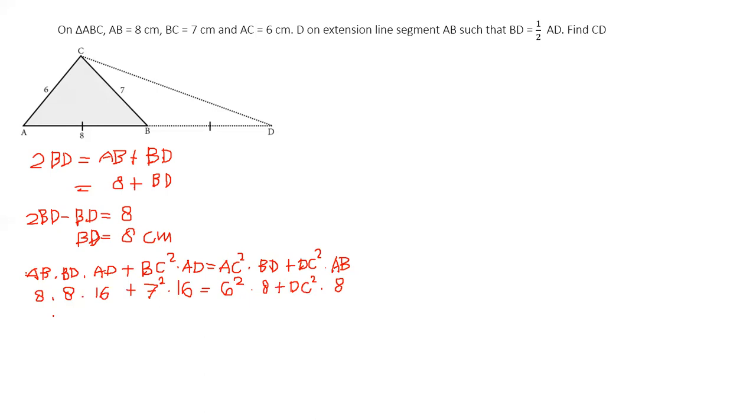If we divide by 8, it becomes 8 times 16, which is 128, plus 49 times 2, which is 98, equals 36 plus DC squared.